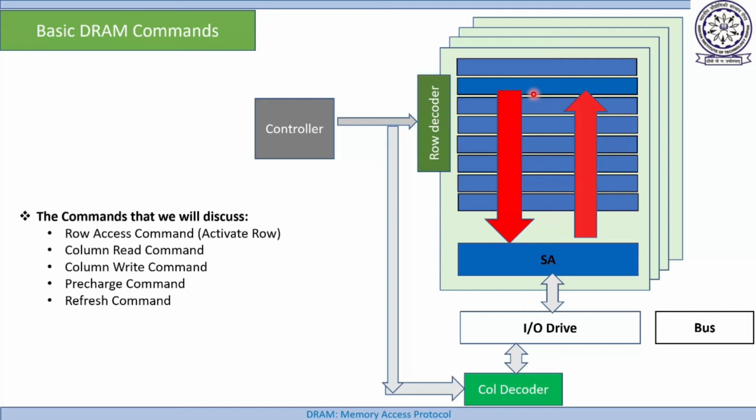But now after this, if you want to refresh another row, then again before this you have to go for a pre-charge. So when we are refreshing a DRAM, both activate and pre-charge are required. Combining activate and pre-charge, you can refresh any row.